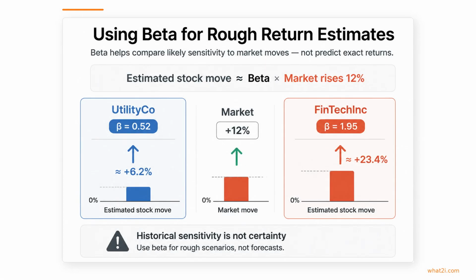Once you have beta, you can use it for rough scenario estimates. If the market rises 12%, Utility Co. with a beta of 0.52 might be expected to rise about 6%, while FinTech Inc. with a beta of 1.95 might rise about 23%. The key word is might, because beta is a guide to historical sensitivity, not a forecast.